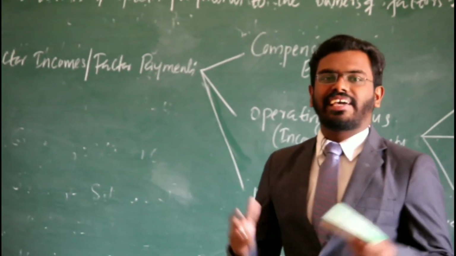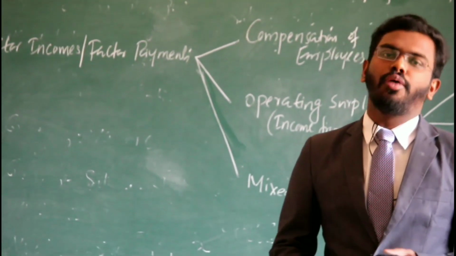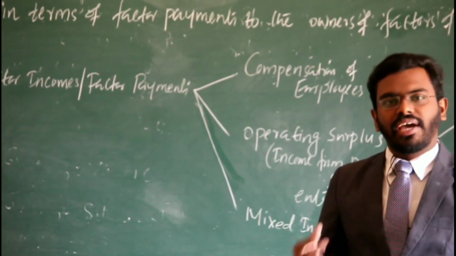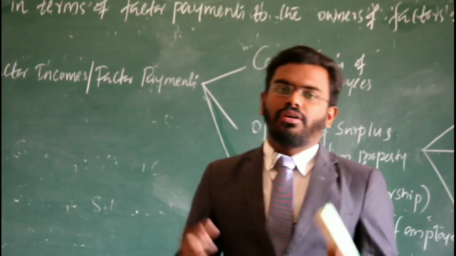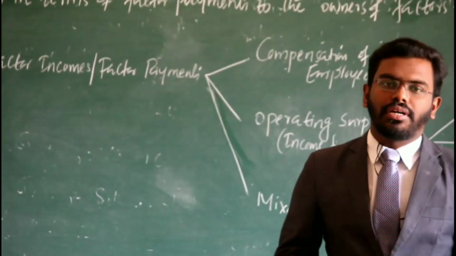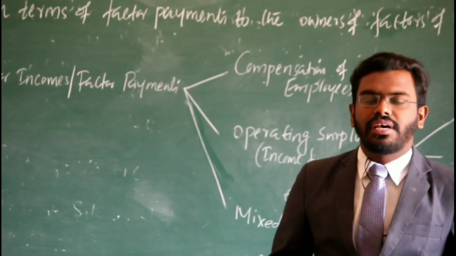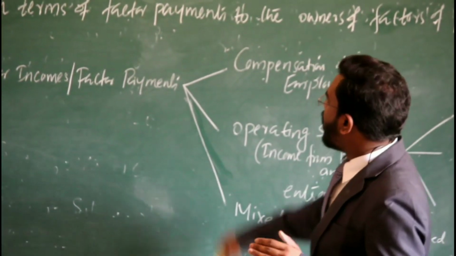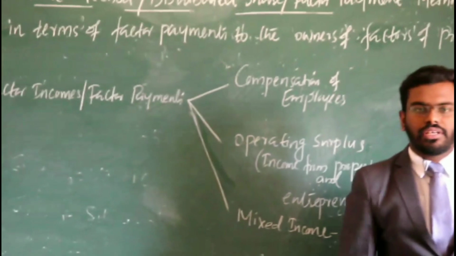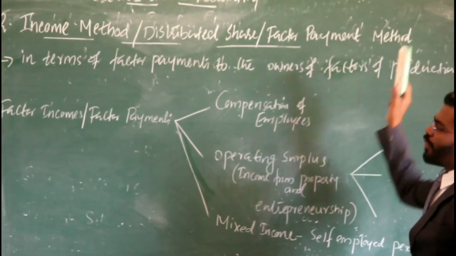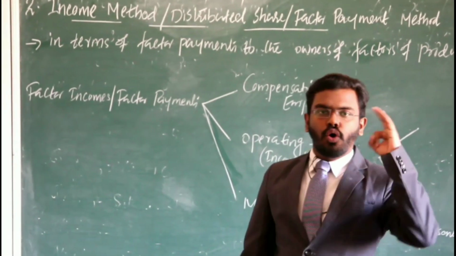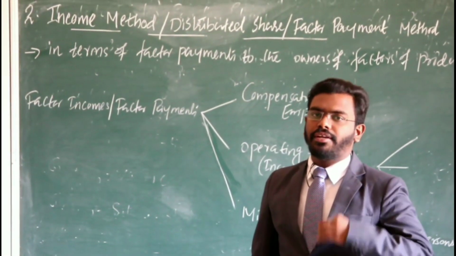In this session we are going to learn the second method of national income accounting. Yesterday we discussed the value added method, how we can calculate national income using it, and today we are going to discuss the income method. The income method is otherwise known as the distributed share method or factor payment method.